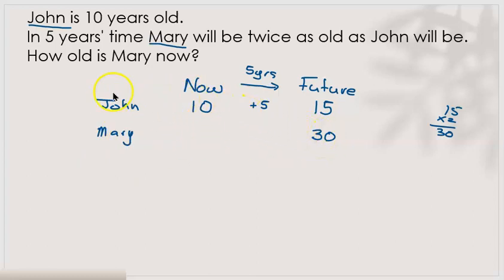But the question is asking, how old is Mary now? So Mary is not 30 now. We're going to have to minus that 5 years that we had added on from this 30, and Mary is now 25 years old. So the answer to that is Mary is 25 years old. Easy peasy, isn't it? Very easy. If you just set it up and map out what you're doing, you shouldn't have a problem.